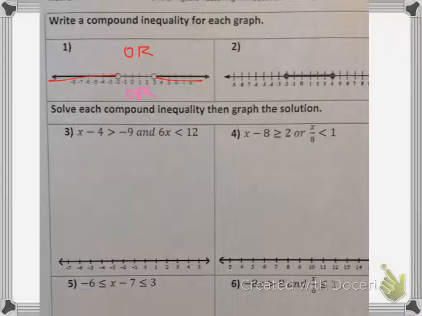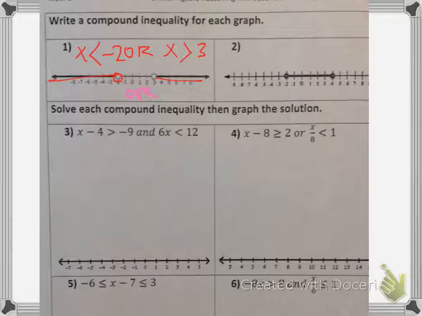So the first one, open circle, starting at -2. So I know I have an x and I know I have -2. I know my x's are less than -2. And then over here, I know that I'm at 3 where I'm starting, and my x's are greater than 3. So there's my compound inequality. Again, I'm going to let you do the next one on your own. That one's for sure an and. You can tell because it's one graph bounded. It's like a sandwich graph.